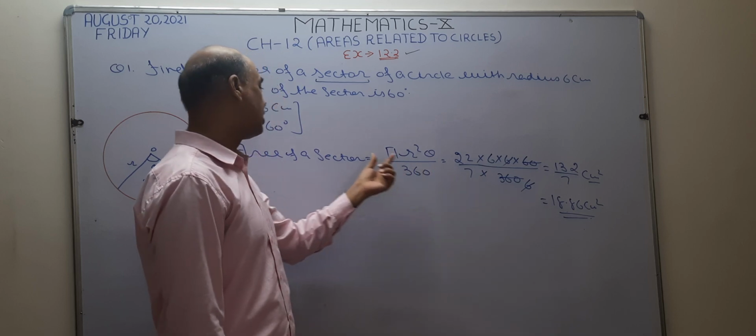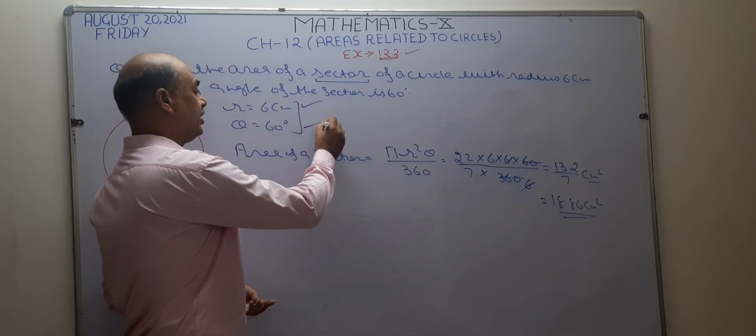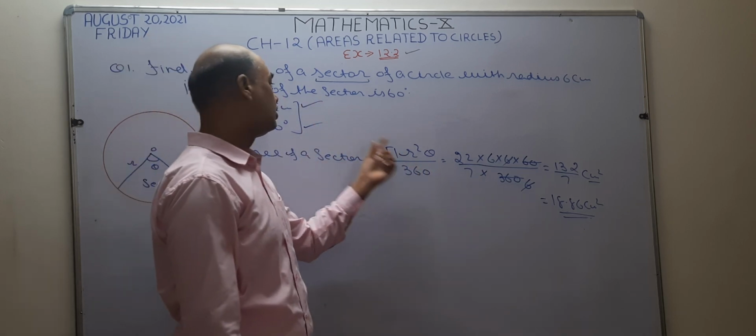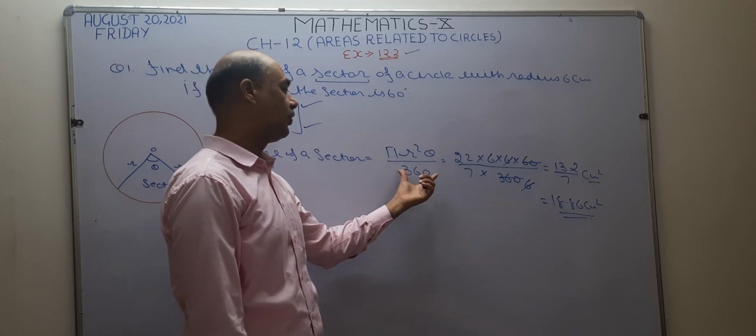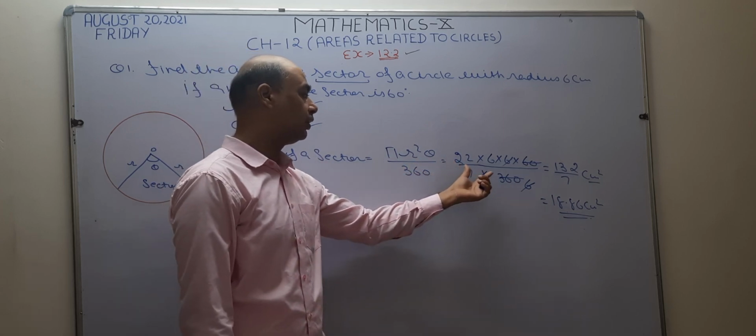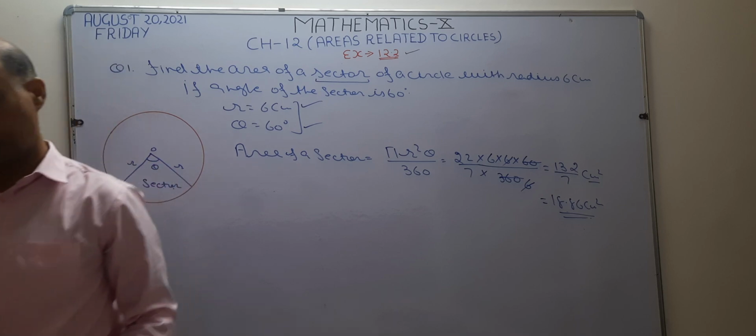Okay, you have to simply substitute the given values. R and theta is given. If you know the formula, then only substitute this value in the given formula and calculate it.